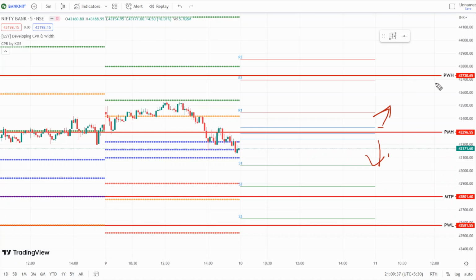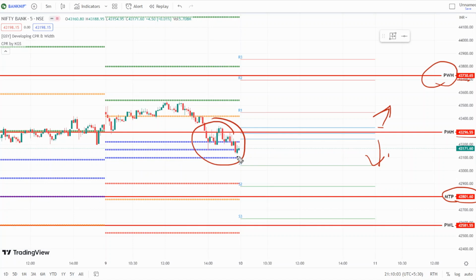If you can see, a previous week high is at 43,730 and monthly top pivot is at 42,800. So 42,800 will act as a very good support for Bank Nifty and also 43,300. But today Bank Nifty did breach the level of 43,300 nearby.